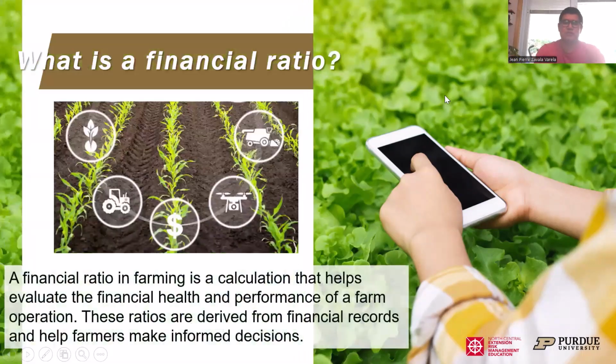What is a financial ratio? In simple words, a financial ratio in farming is a calculation that helps to evaluate the financial health and performance of a farm operation. In other words, these ratios come from financial records and help farmers make informed decisions. So if you want to compute these financial ratios, you have to keep records for your farming. But what type of record keeping do you need in order to compute these ratios? For example, total revenue, sales, and expenses like seeds, fertilizers, pest management costs, depreciation, etc.